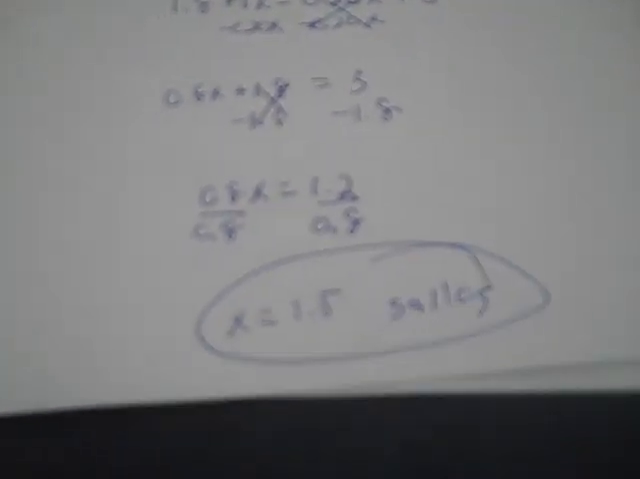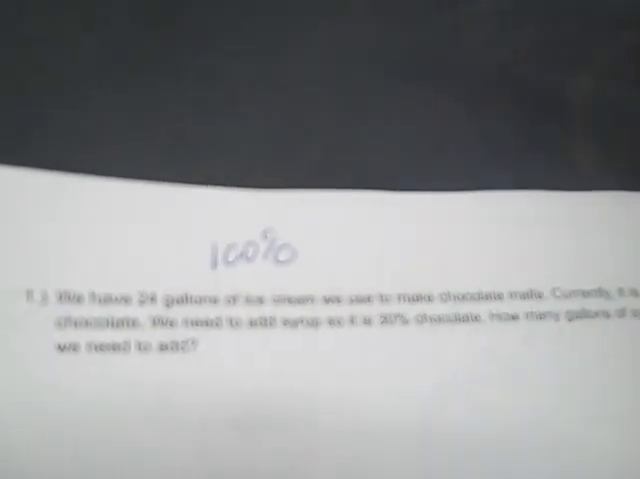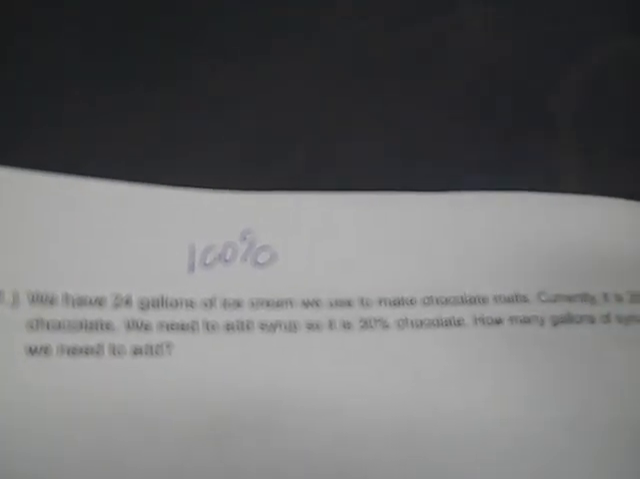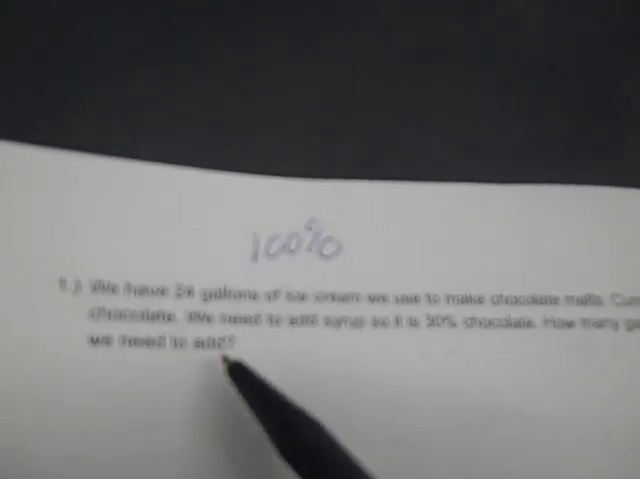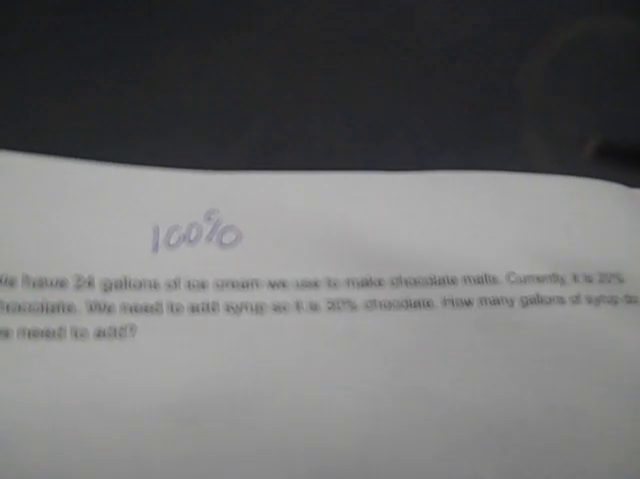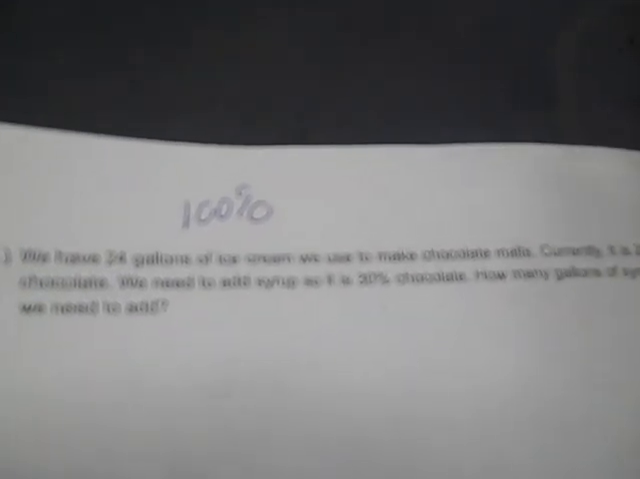Okay, let's survey the problem you're going to do on your own. It's a chocolate. Again, you got 20%. You're going to put 100% syrup into it, so you raise up the chocolate level. And the 24 gallons is for the 20%. It's not for the 30% at the end.